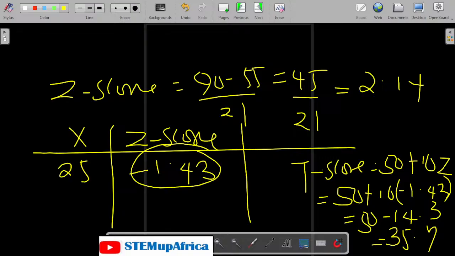Wait, must we get Z-score before we get T-score? Yeah, you must get Z-score before T-score, yes. Because your T-score has Z in it. Look at it, it has Z in it: 10Z. So there's Z in it, and without the Z, you cannot get the T-score. That's the relationship between T-score and Z-score.